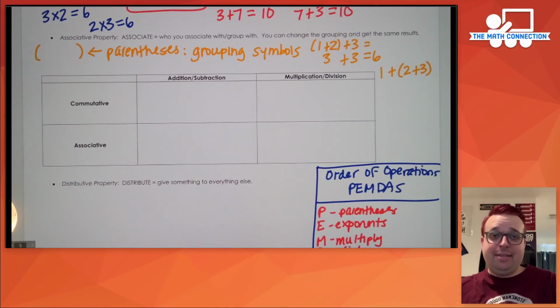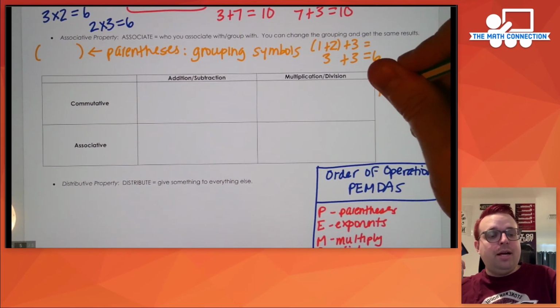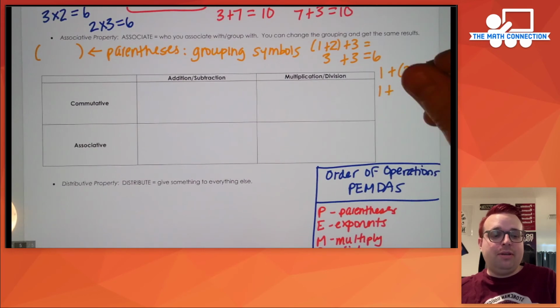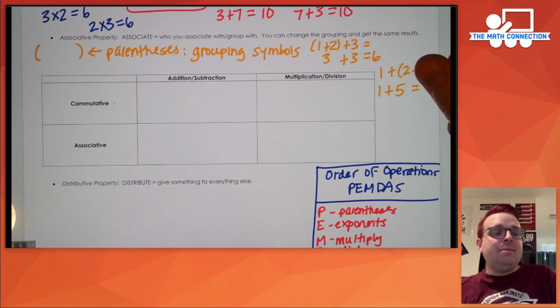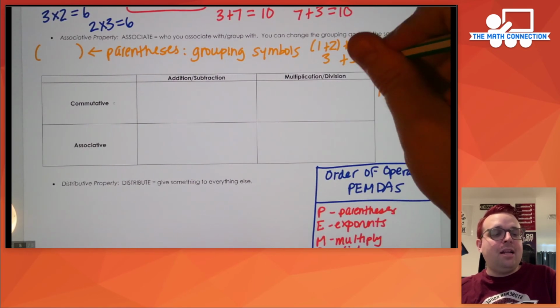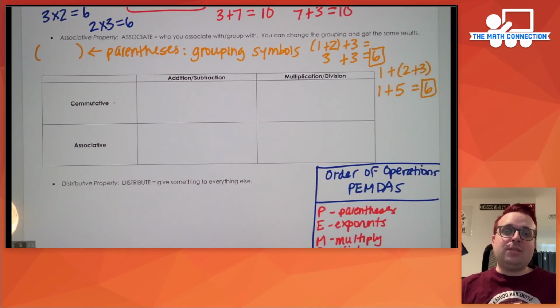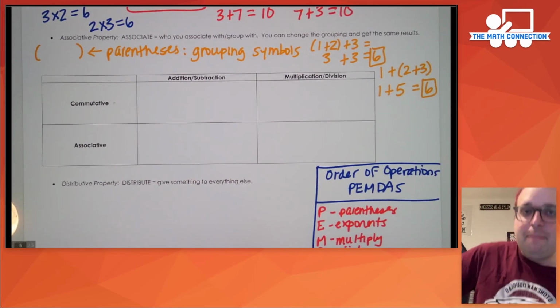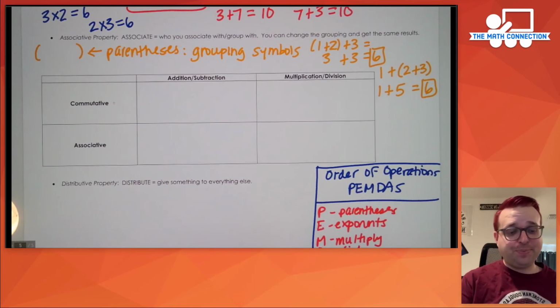And the answer is yes, I should. So this is 1 plus, what's the parentheses? 2 plus 3 is 5. And that comes out to 6. So I ended up with the same answer. That's what the associative property does. That's the magic of the associative property.